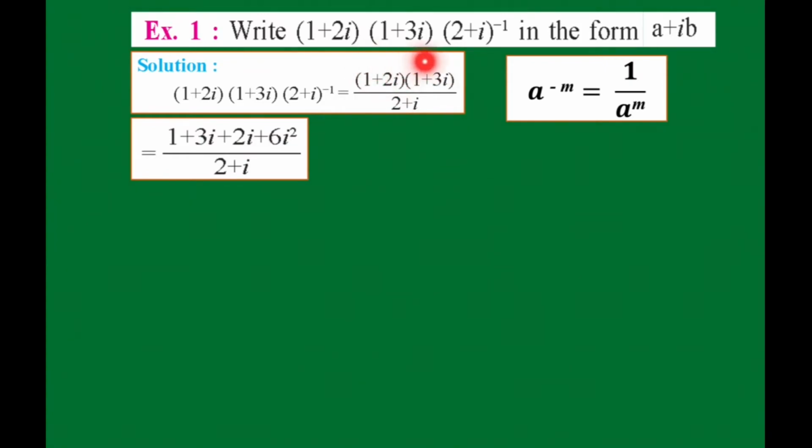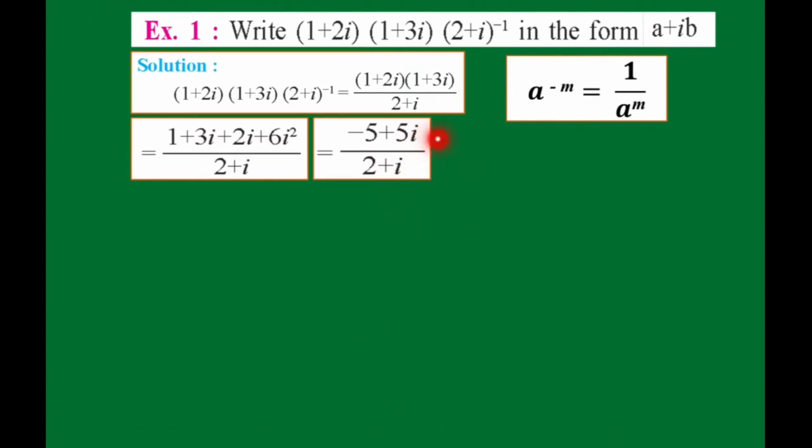So we first multiply the numerator. 1 into 1 is 1, 1 into 3i is 3i, 2i into 1 is 2i, and 2i into 3i, so we write 2 into 3, 6i into i, which is 6i square. So we get here 1 plus 3i plus 2i plus 6i square. So we replace the value of i square by minus 1. So we get plus 6 into minus 1, that is minus 6. So we write minus 6 plus 1 as minus 5, and 3i plus 2i, which is 5i. So we get the value minus 5 plus 5i upon 2 plus i.